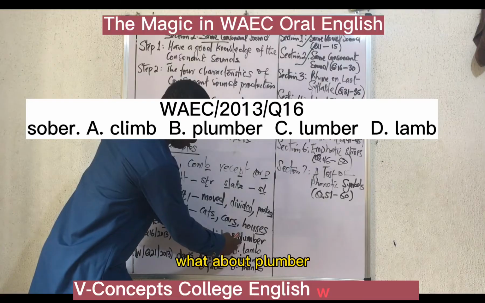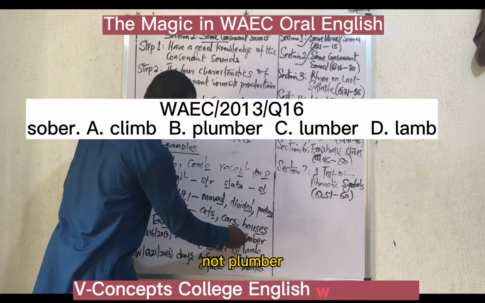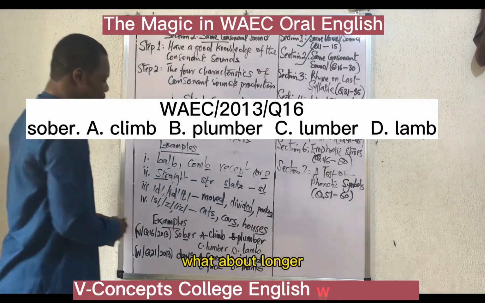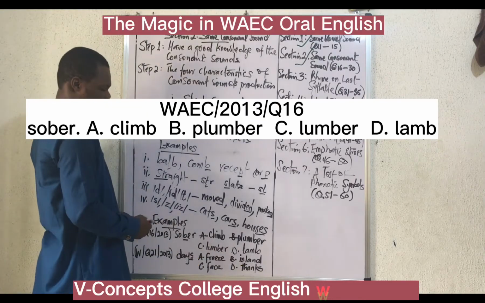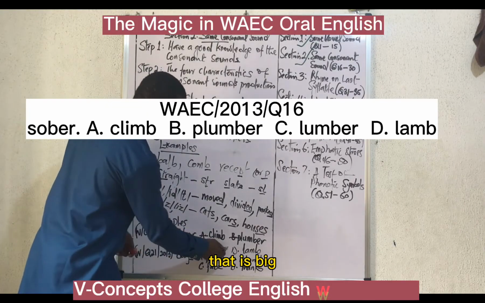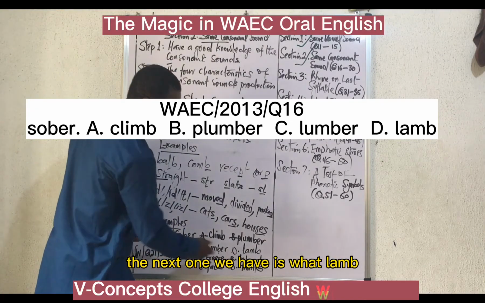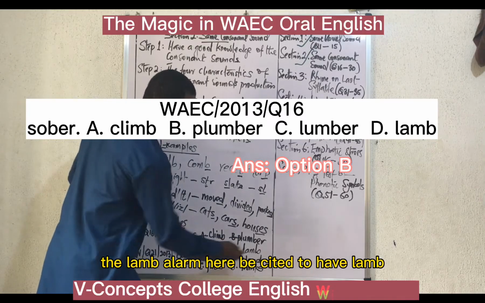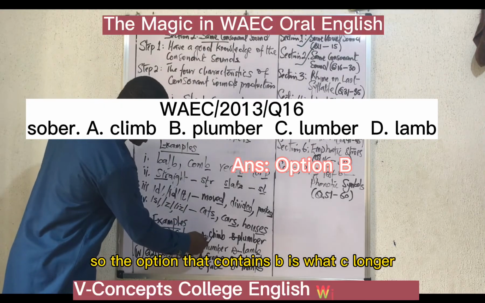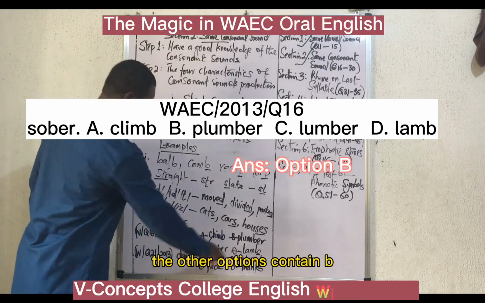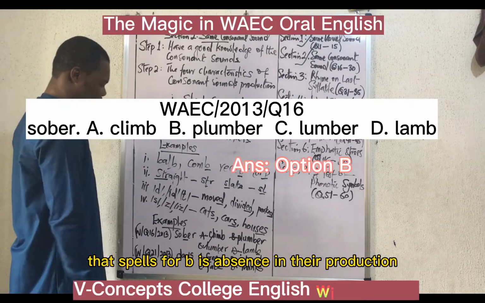What about plumber? What we normally hear is plumber, not plumber with a B sound. So B will go. What about lumber? There's nothing like lumber with the B silent. So what we have is lumber, with the B sound. So do not do anything yet. Then the next one is lamb. Here, B is silent. So the option that contains B is C, lumber. The other options contain B in their spellings, but B is absent in their production.